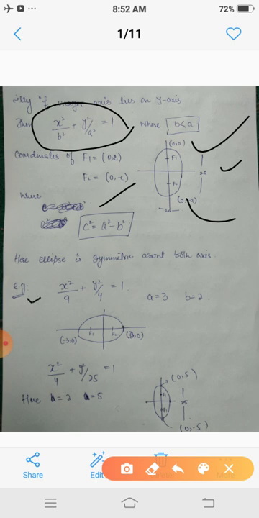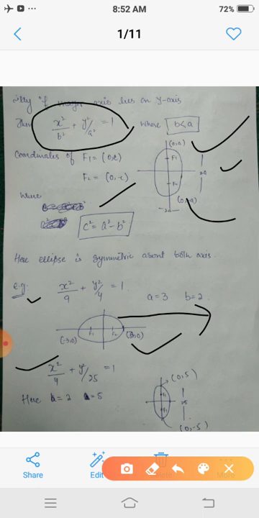Like if we consider x square upon 9 plus y square upon 4 equals 1, here the denominator of x square is greater than the denominator of y square, which implies that 9 can be written as 3 square, 4 can be written as 2 square. This means that it represents an ellipse. Its semi-major axis is 3, semi-minor axis is 2, because a and b are the semi-major and the semi-minor axis respectively. Vertices are (3, 0) and (-3, 0) because they are on the major axis. This major axis is on the x-axis.